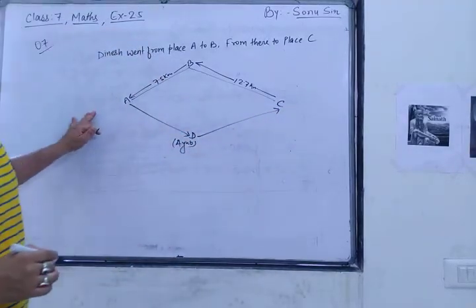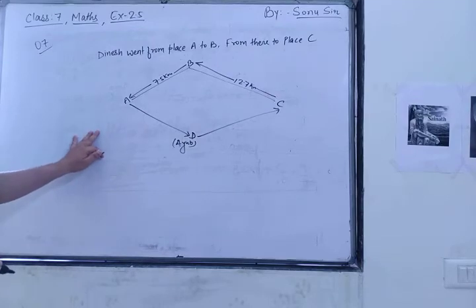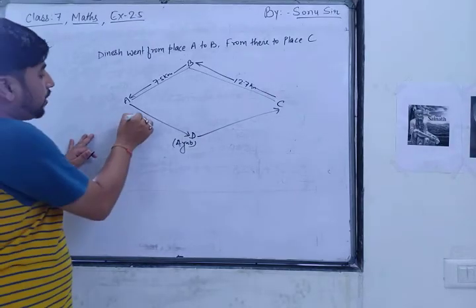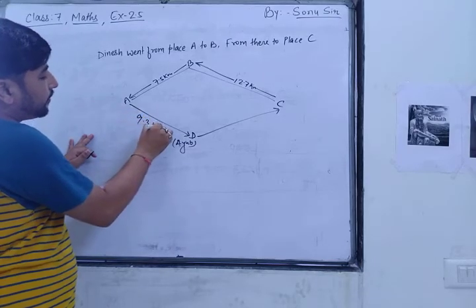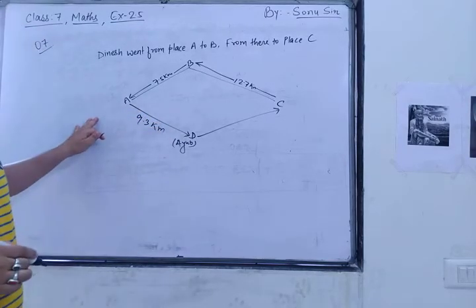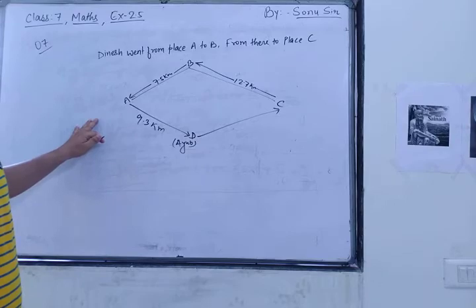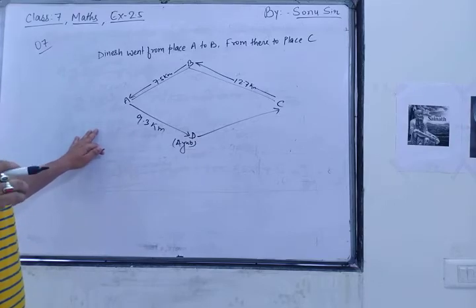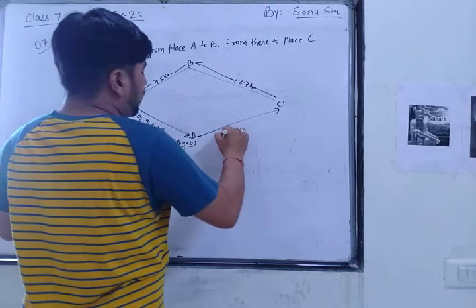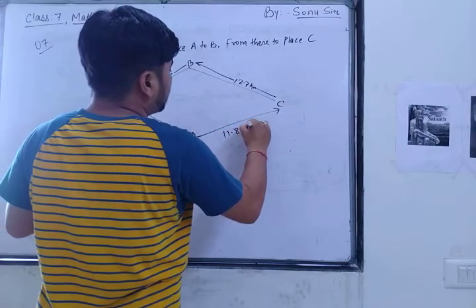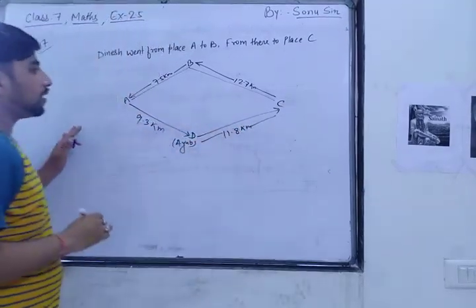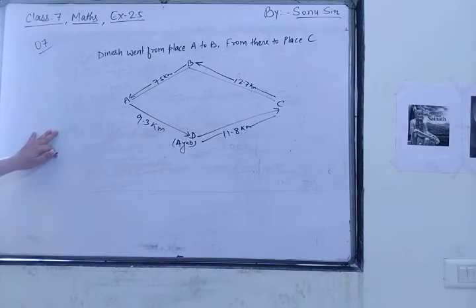So now the question is D is 9.3 km from A. And C is 11.8 km from D. Got it? Now the question, there are 2 students.